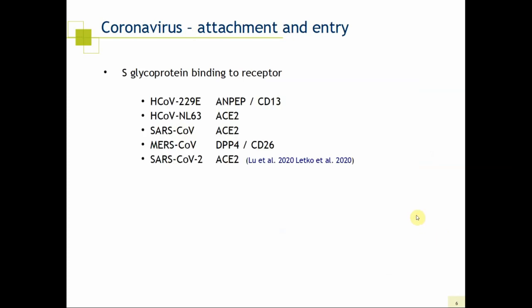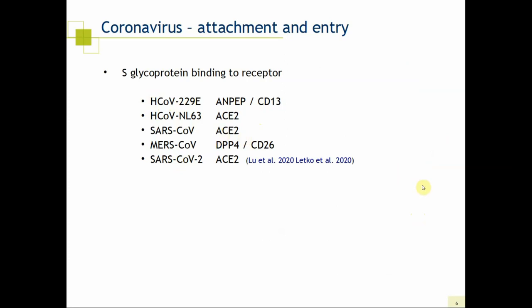So thinking about the first step, attachment and entry, we know the receptors for different human coronaviruses. So, the endemic human coronaviruses, I think one of them binds to sialic acid as a receptor, but NL63 binds to ACE2, 229E binds to CD13, and SARS and SARS coronavirus 2 both use this same ACE2 receptor.